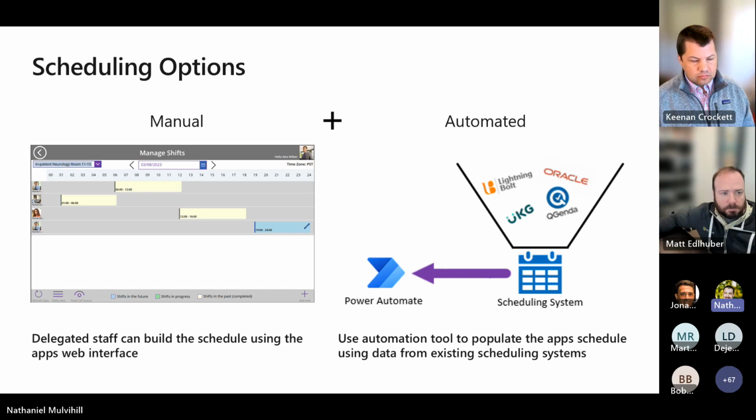We know you probably already have that scheduling data in some other location. Maybe it's Lightning Bolt, Oracle, wherever it's at. So we also have a way to do this automatically using some sort of automation tool. You would pull that scheduling information down from that system and into the application. The application stores all its data in a SharePoint list, so you could easily put that scheduling information back into the application. So I'll pause there.